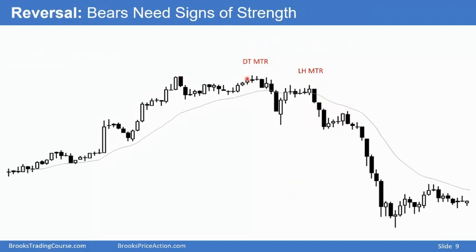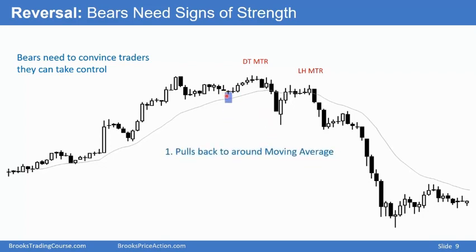Double top major trend reversal. Lower high major trend reversal. For a reversal, you need signs that the bears are strong. Traders have to believe that the bears are strong enough to take control over the market and create a swing down.